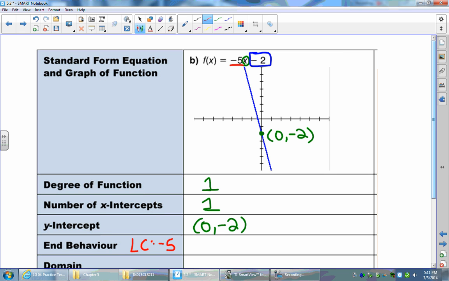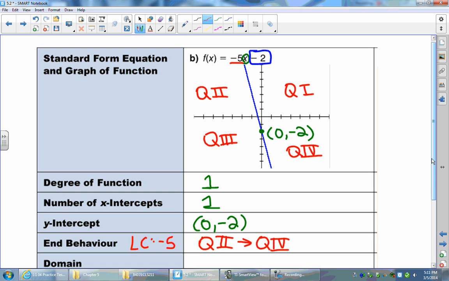So we know it should start in quadrant 2, and it should extend downwards to the right into quadrant 4. And if you're not sure, if you don't remember your quadrants, this is quadrant 1, this is quadrant 2, quadrant 3, and quadrant 4.